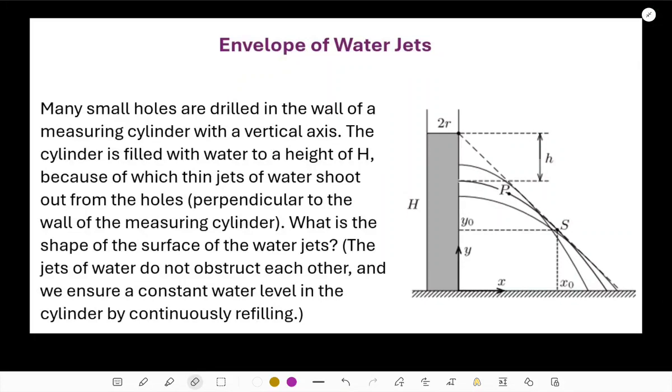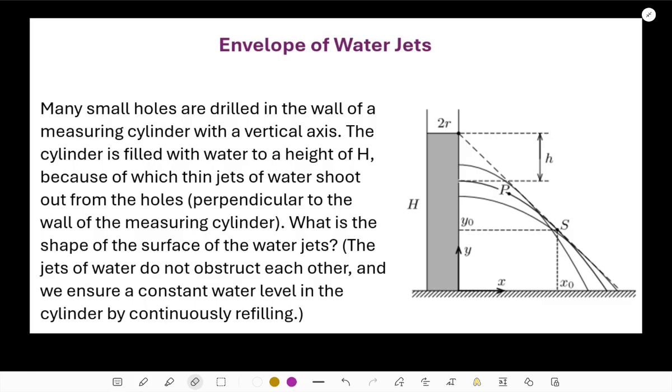And welcome again. We are going to solve one more problem. So let me read you the statement of the problem. Many small holes are drilled in the wall of a measuring cylinder with a vertical axis. Yes, you can see all of these things.